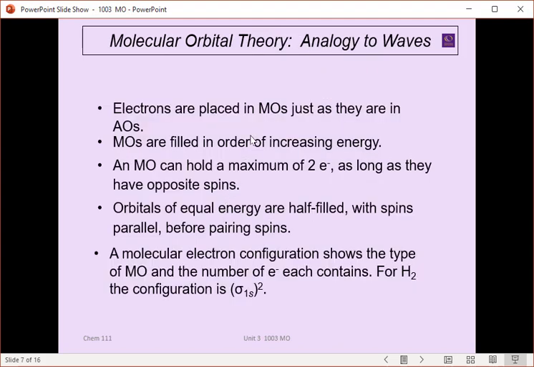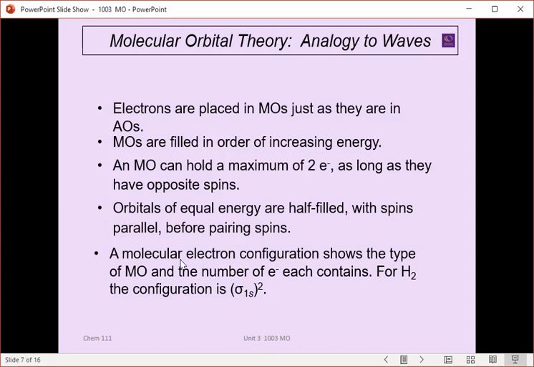So electrons are placed in the molecular orbitals just as they are in atomic orbitals. They're filled with increasing energy. All molecular orbitals hold a maximum of 2 electrons, just like electron filling diagrams, just like we learned earlier. Orbitals of equal energy are half filled with spins parallel before pairing spins. That's Hund's rule. And then pairing spins, in other words, once you put 2 in the same orbital, they're spin up, spin down.